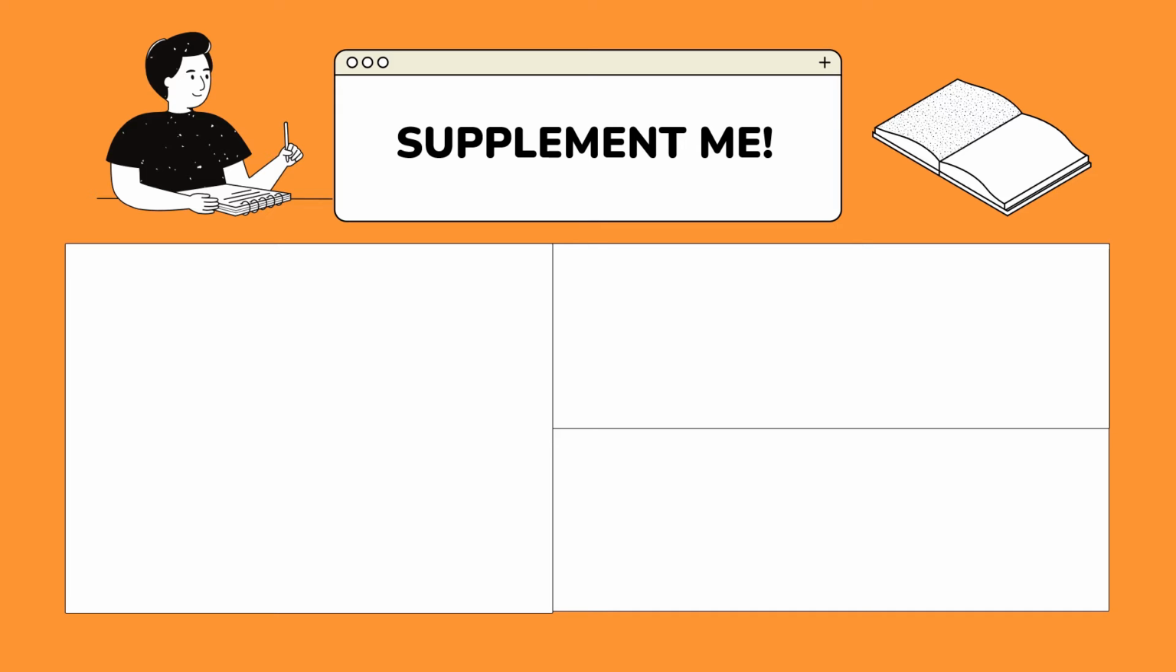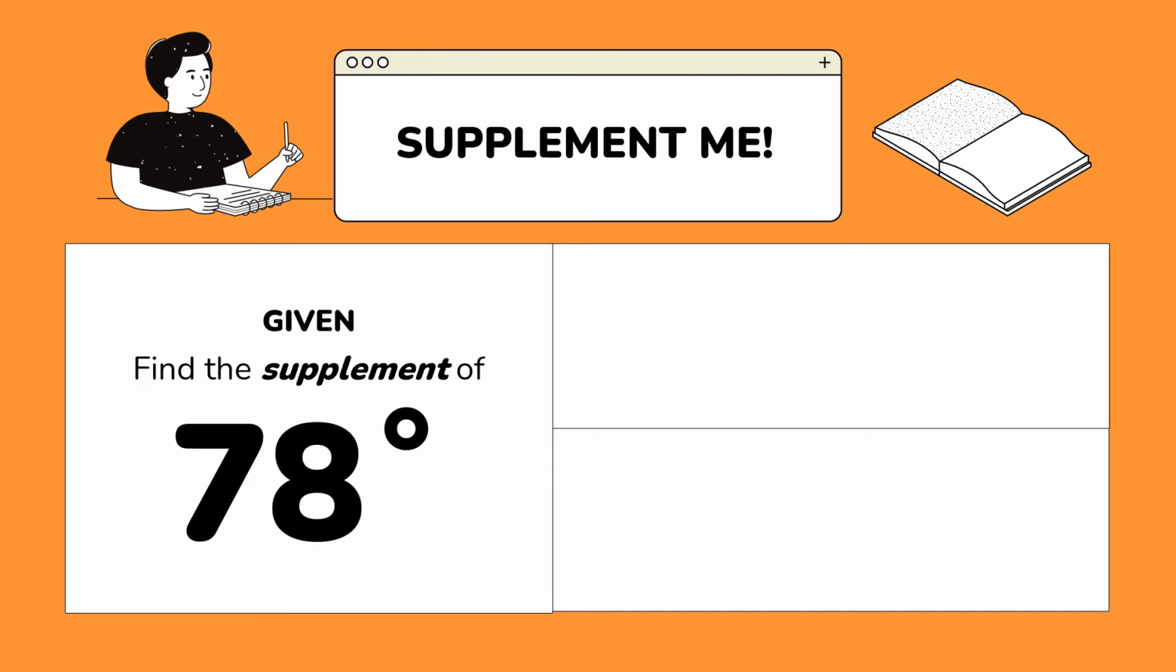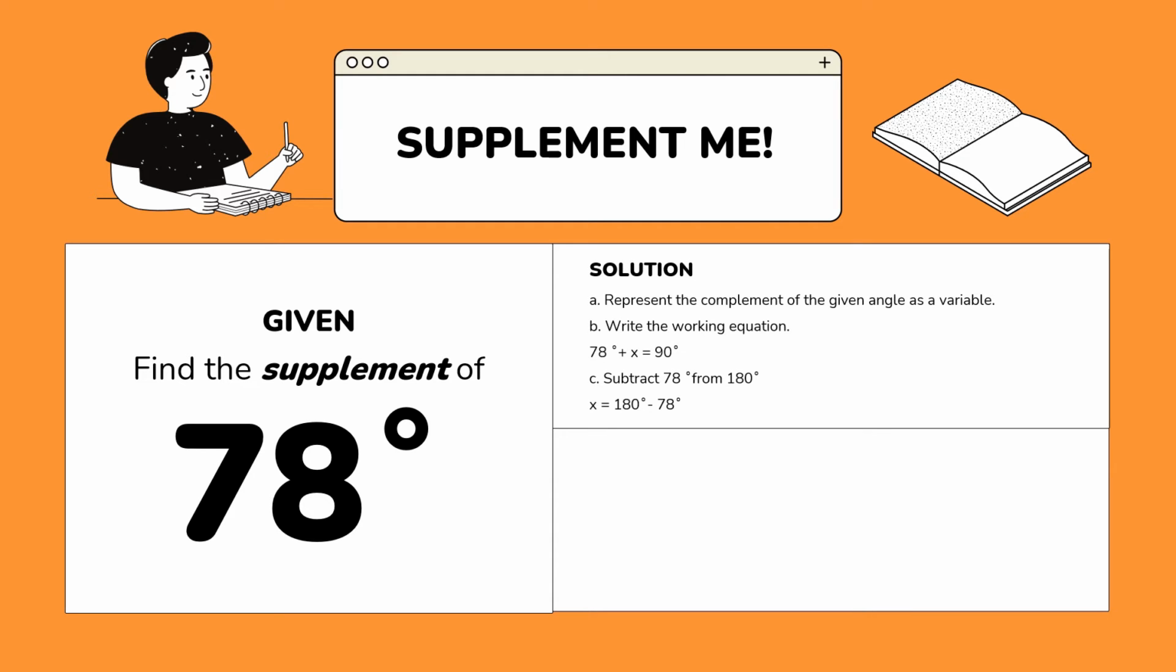Let's proceed to our next activity, Supplement Me. The given: we're going to find the supplement of 78 degrees. Okay. Take note of that. Supplement. Earlier, we had complement. Now, supplement. For the solution, represent the supplement of the given angle as a variable. Write the working equation: 78 degrees plus x is equal to 180 degrees. Now, for the next step, we're going to subtract 78 from 180 since we're going to get its supplement.